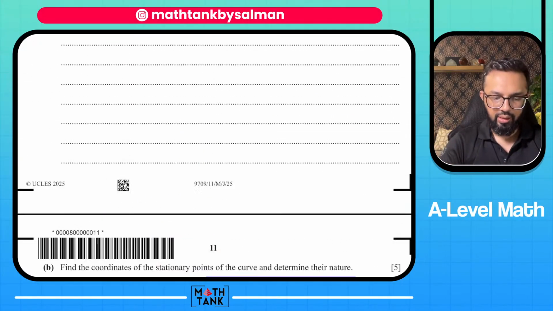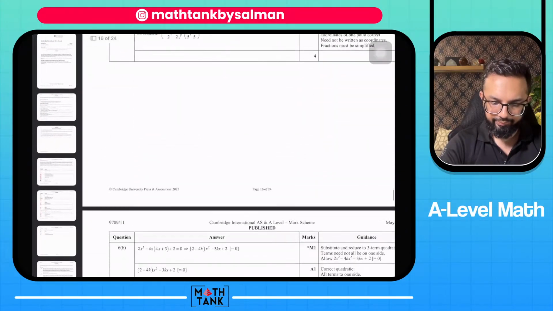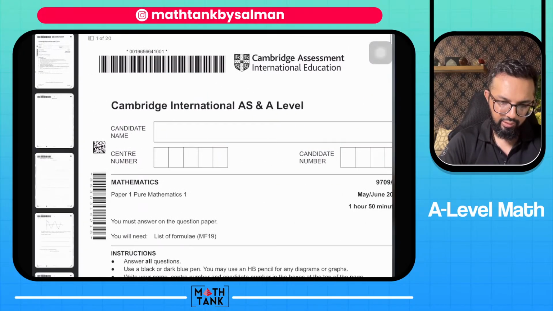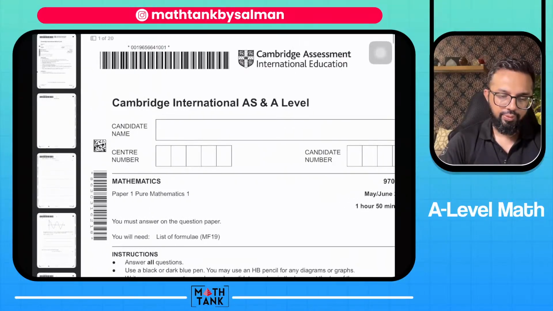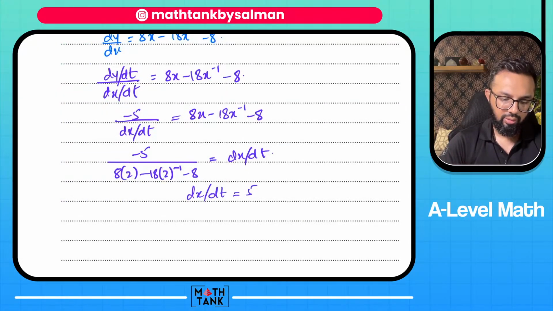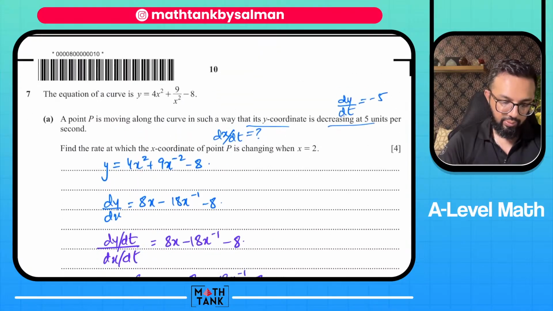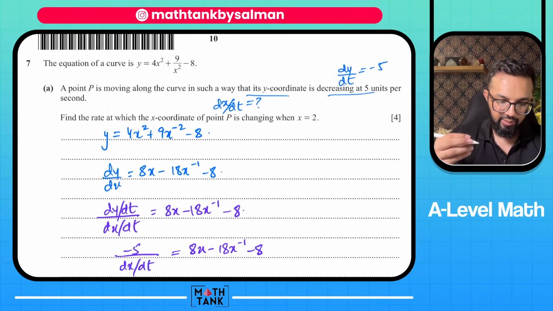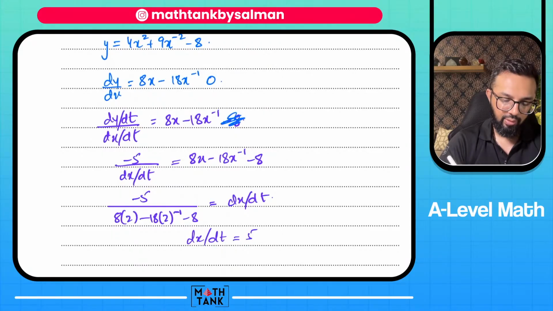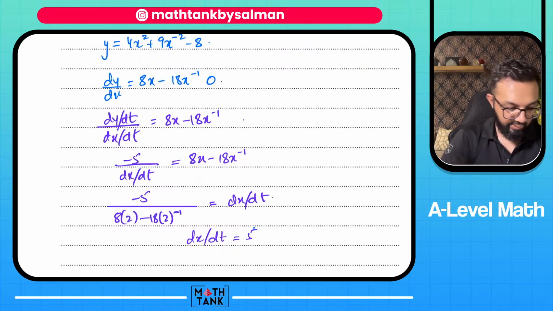I think I've done something wrong, so let's check. That was fine. Yeah, that is wrong, I think. There's something wrong with the previous question. 8x minus 9x power minus 1 minus 8 has to go down to 0. That's what I've done wrong. It's wrong throughout. So very silly mistake.